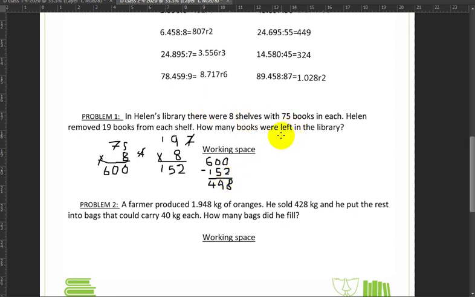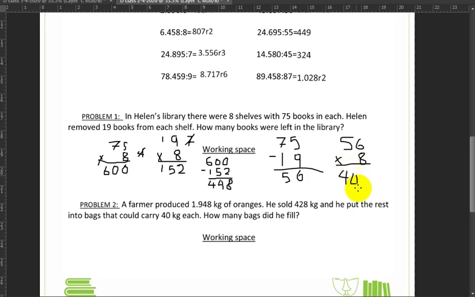Now let's say we did it the other way. The other way would have been to say, since there are 75 books on each shelf, and she removes 19 from each shelf, how many are left on each shelf? 75 take away 19, and the answer is 56. And then, since there are 8 shelves, I would do 56 times 8, which would give me also 448.